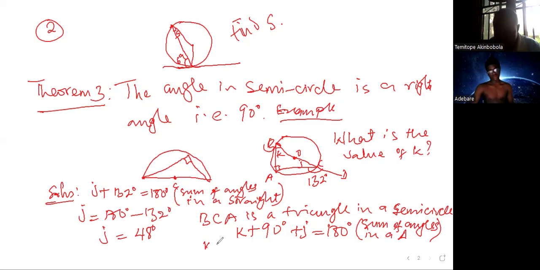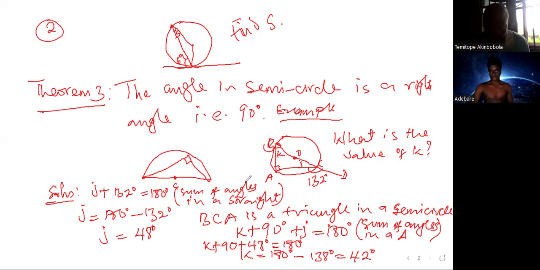Okay. So K plus 90 plus 48 equals 180 degrees. So K will now be 180 minus 138. And that gives 42. So angle K is 42 degrees. Does that make sense to you? Yes, sir. Any question? No, sir. Okay. So when you're done writing that, let me know so that I can open another page.